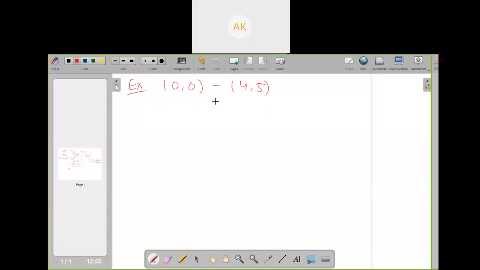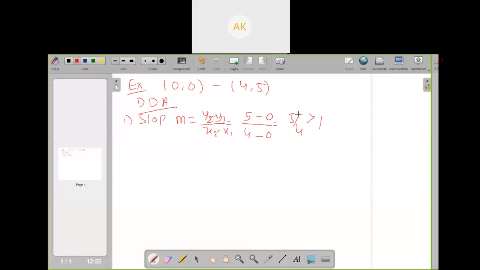Okay, so before you apply DDA, first you find the slope. So slope m equals y2 minus y1 over x2 minus x1. What is the value of y2? Which is 5 minus y1, 0, over x2 which is 4 minus x1 which is 0. 5 by 4, 5 by 4 means it is greater than 1.